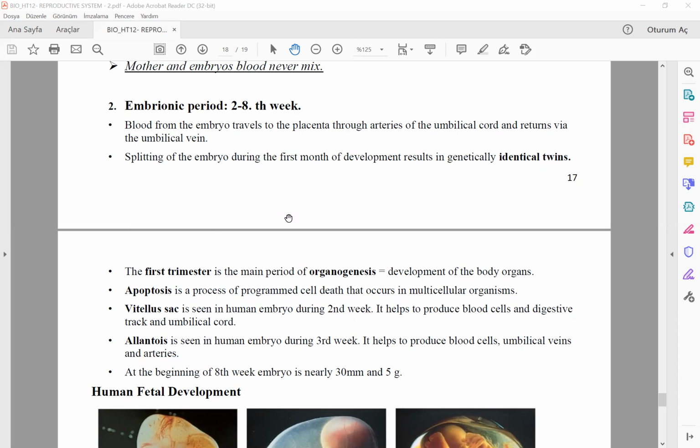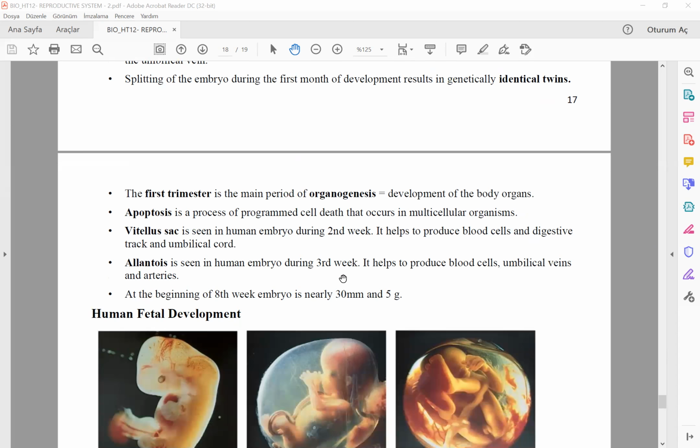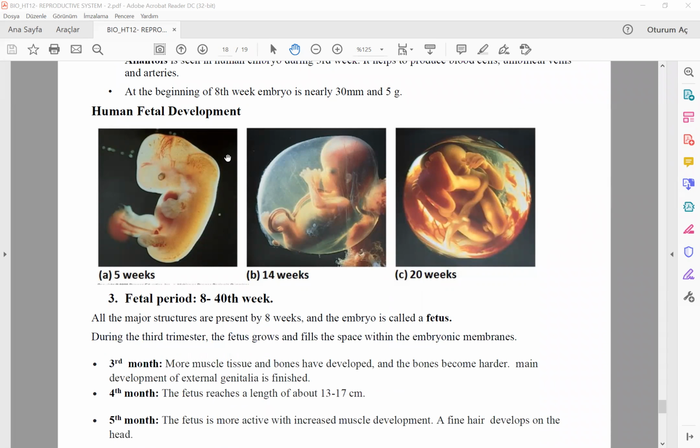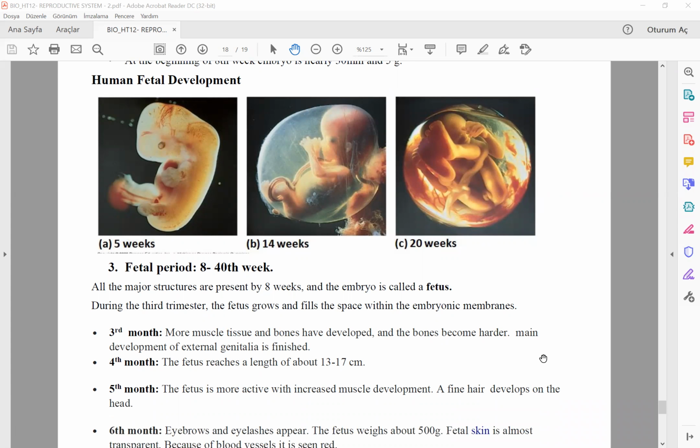The first trimester, meaning the first 3 months, is the main period of organogenesis. Apoptosis is the process of programmed cell death that occurs in a multicellular organism to make the morphology of the organism, to give shape to the organism. At the beginning of the 8th week, the embryo is nearly 13 millimeters and 5 grams. And you see the human fetal development in different weeks.